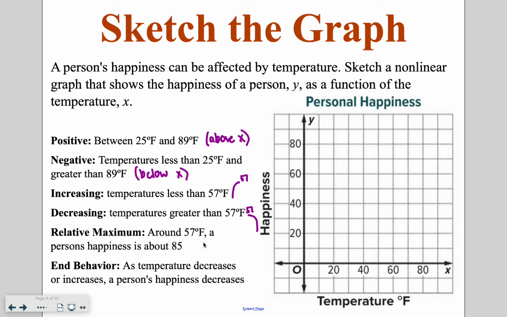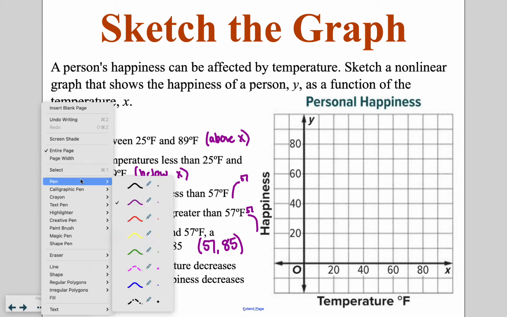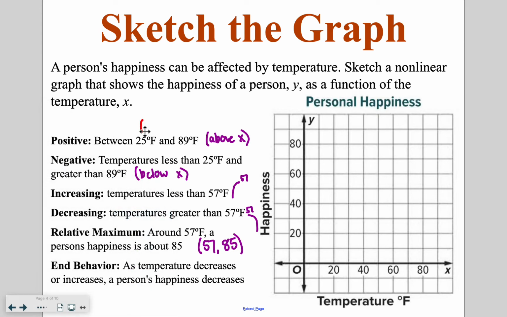This is going to be a very important key point here, which is going to be at 57 degrees. The happiness score rating is at 85. One thing we can also do is notice that because it goes from positive to negative at 25 and at 89, those are going to give us our x-intercepts, those values where it changes from the negative values up into the positive values. So I now have 3 points that I can put onto my graph.